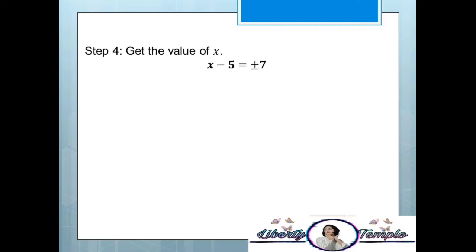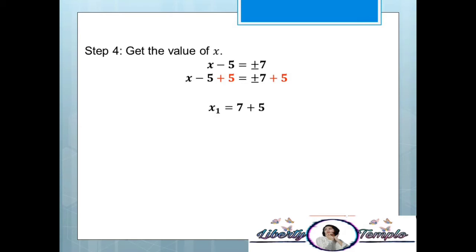Then we need to get the value of x. So we have x minus 5 equals positive and negative 7. So to get the value of x, we need to apply here the addition property of equality. So we need to transfer minus 5 on the right side. So all we have to do is to add positive 5 on both sides. So we have x minus 5 plus 5 is equal to positive negative 7 plus 5.